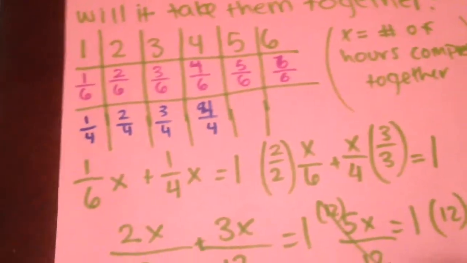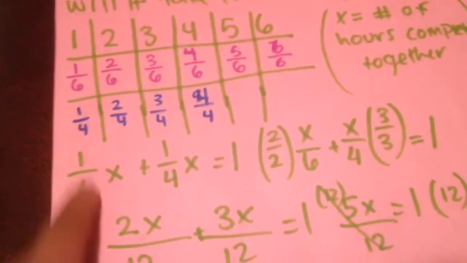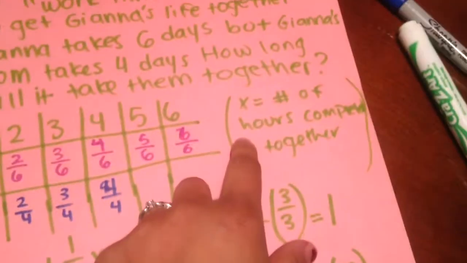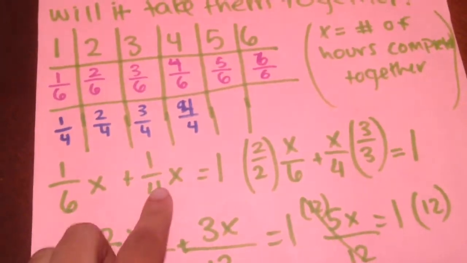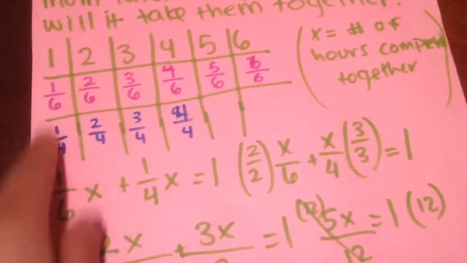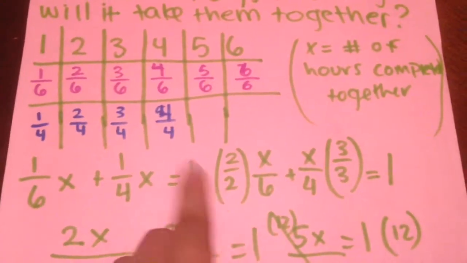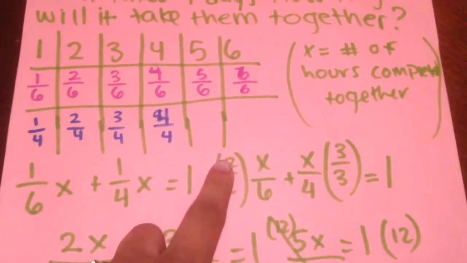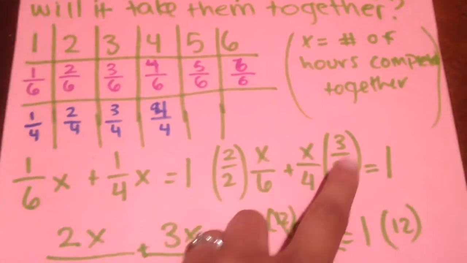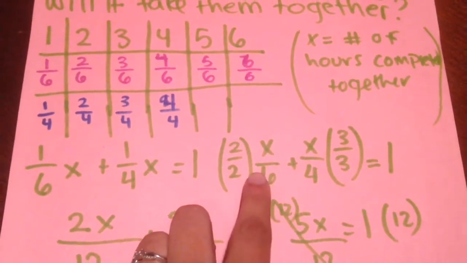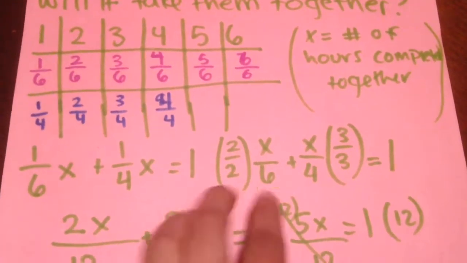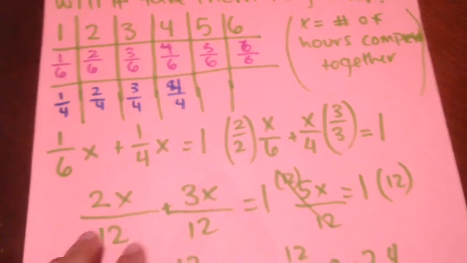Now what we're going to do is this is our equation. 1 over 6x, because x represents the number of hours completed together, plus 1 over 4x equals 1. Then we're going to take the 2 over 2 and 3 over 3, because the common number between them is going to be 12. And so that equals 1.